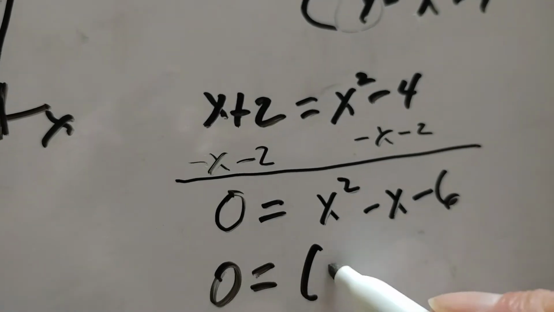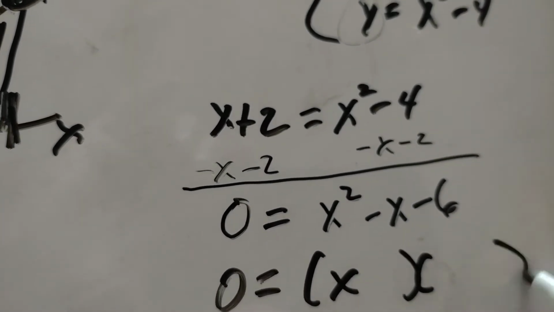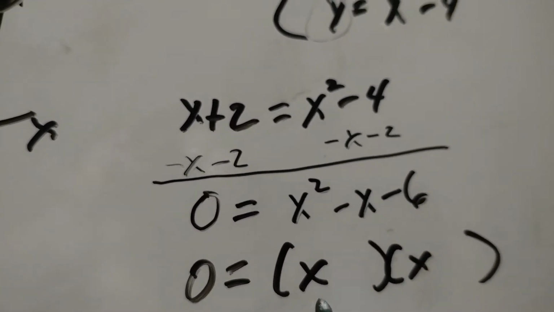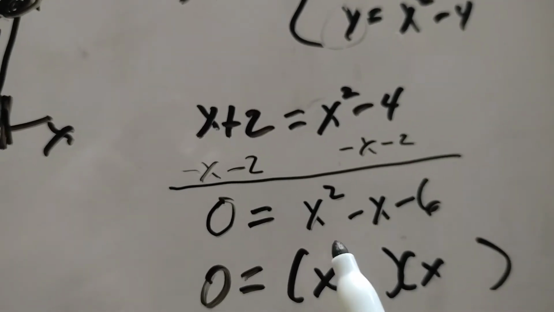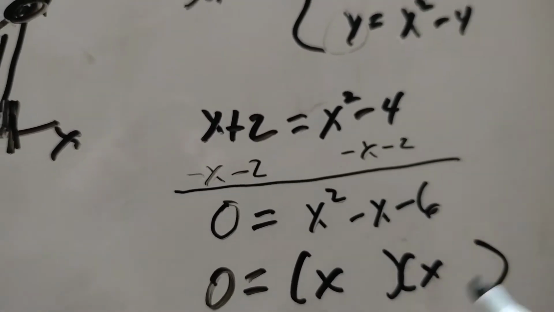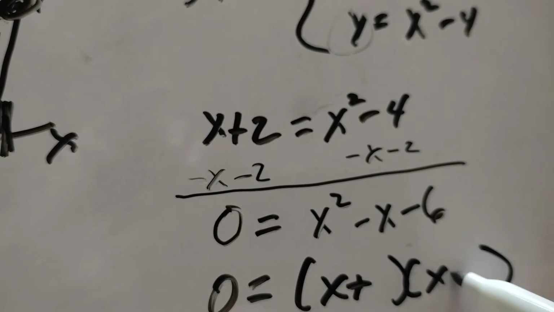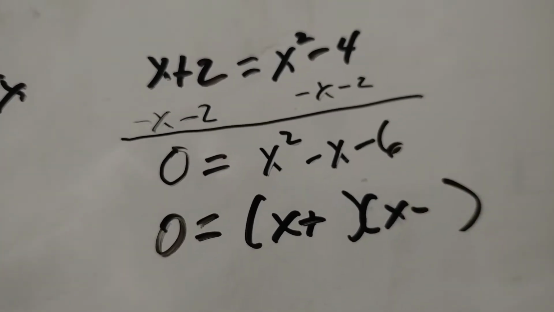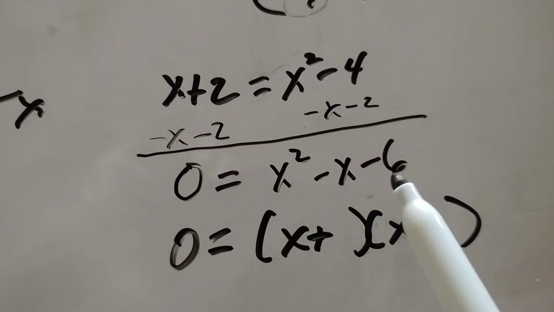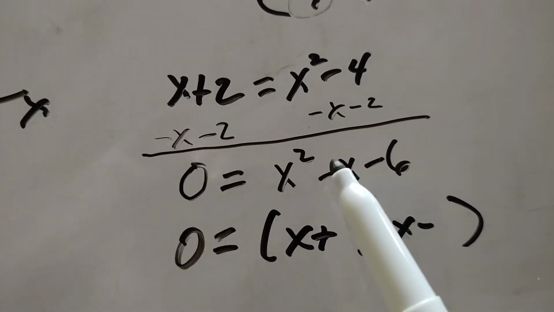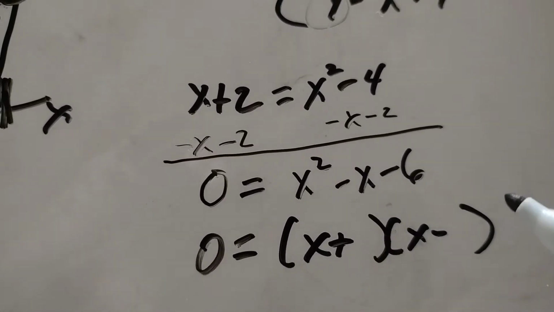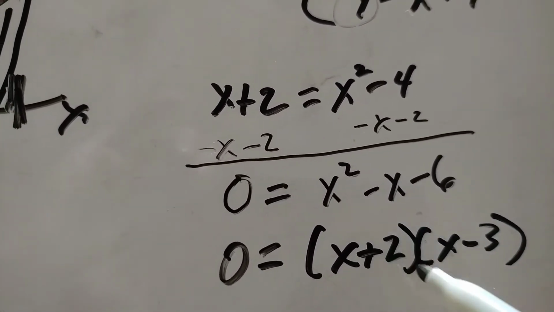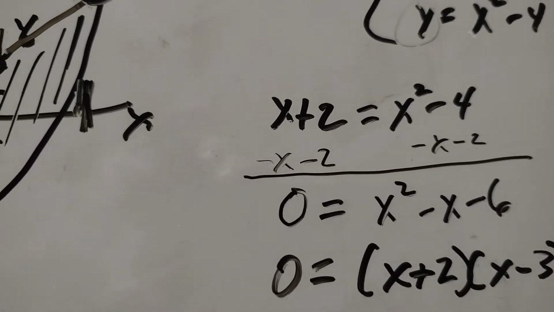0 equals, it's going to be x and x in the first positions, because x times x gives me the x squared. We're multiplying to a negative, so the signs have to be different. So I'm going to write plus minus. And then what two numbers multiply to negative 6 and add to negative 1, because this is like a negative 1x? So minus 3 plus 2. That is how you factor that polynomial.